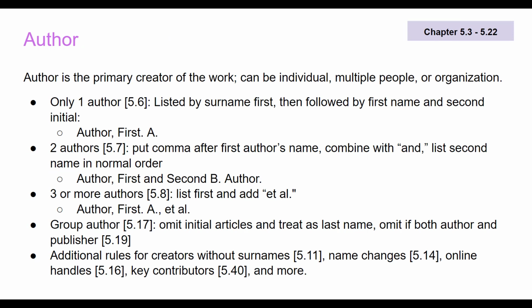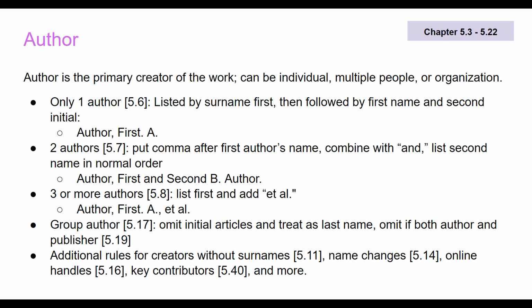So an author is the primary creator of a work, and this could be an individual person, multiple people, or an organization like we talked about. With MLA, with only one author, you're going to list that author's name with the last name, or surname, first, comma, followed by their spelled out first name, and then if they have a second initial or multiple initials, you put that there, okay?